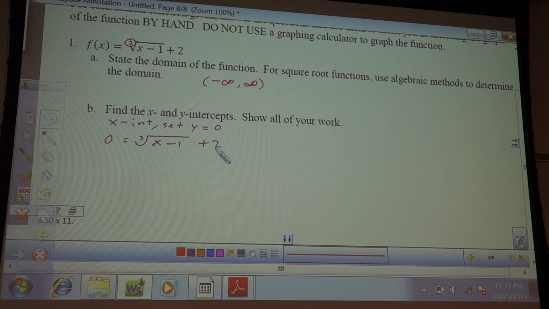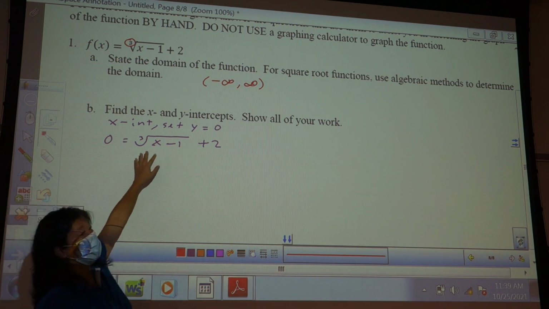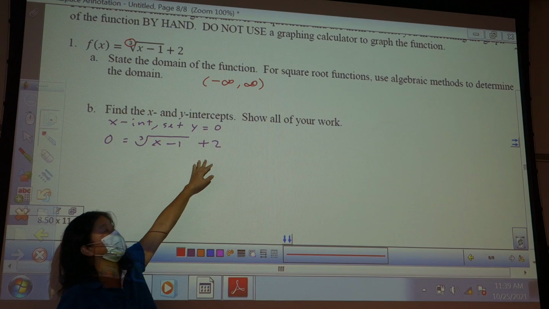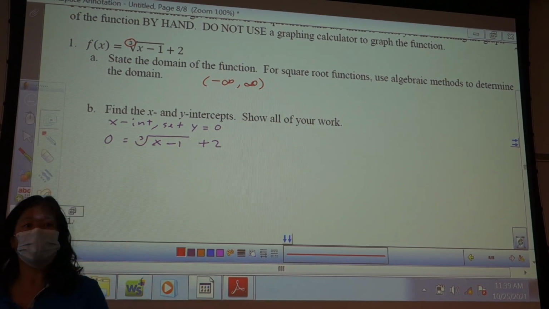Okay. So how do we need to do this? Everybody get the cube root by itself. Do whatever you need to do to get the cube root by itself. So what's with the cube root? This plus 2. You've got to get rid of that. So everyone get rid of that. Do whatever you need to do to get this by itself.